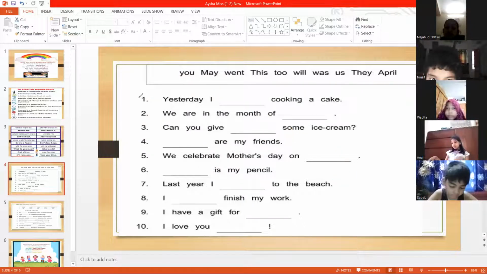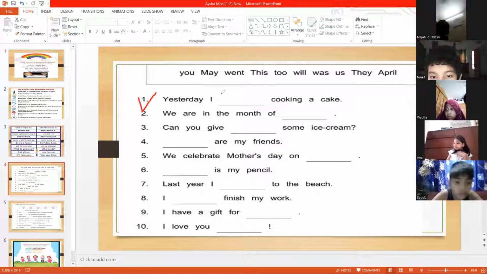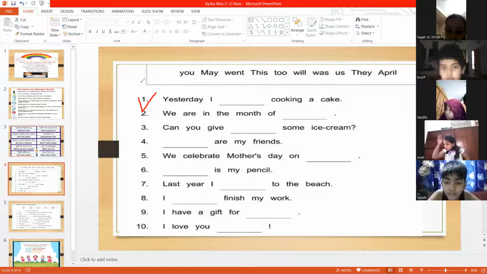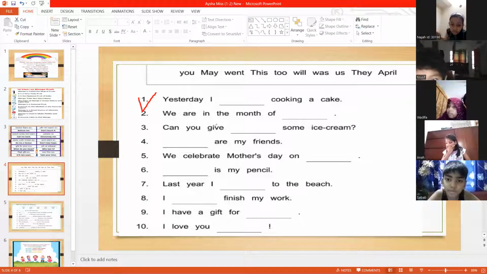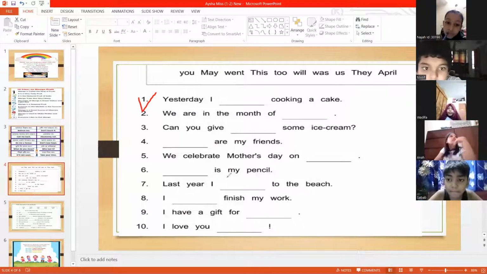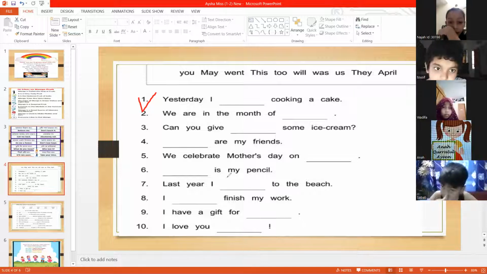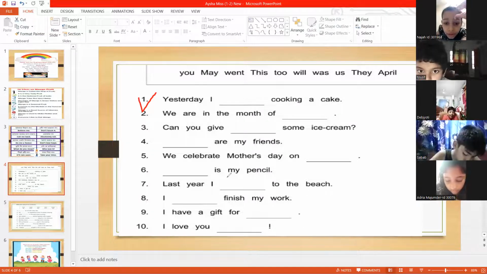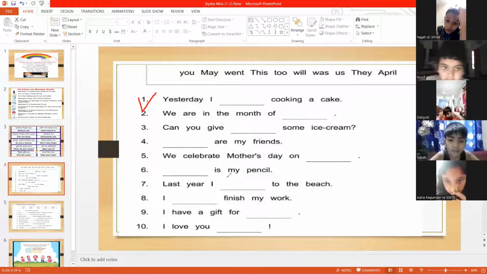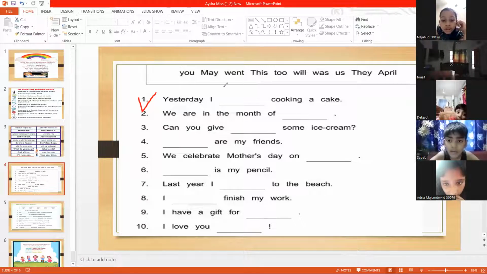Just write down the number and the answer. Number one, the answer. Number two, and so on. Yesterday, I dash cooking a cake. You have to take the word from here. We are in the month of dash. Dash are my mothers. Mother's Day is in May. Okay, start writing number and answer. Mother's Day is in May. Okay, so just everyone write down the number and the answer.